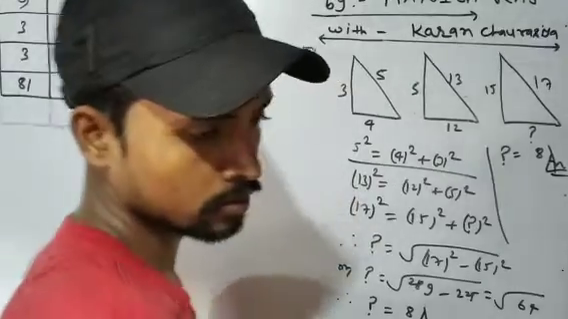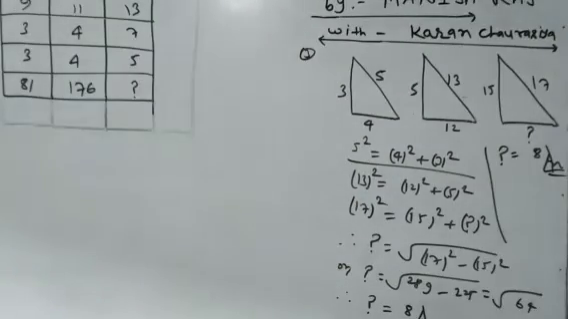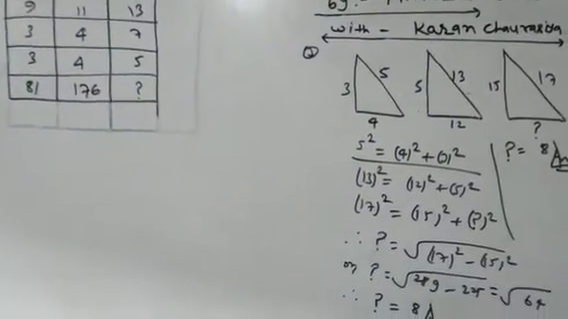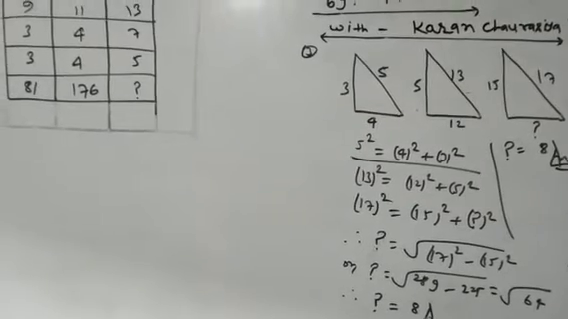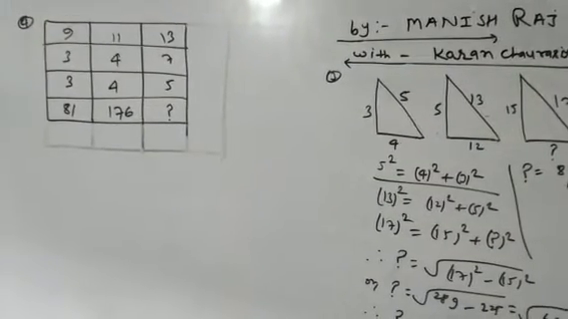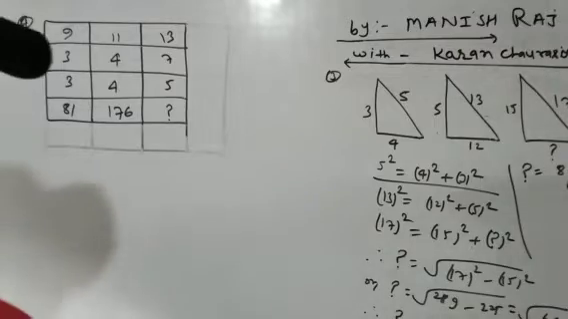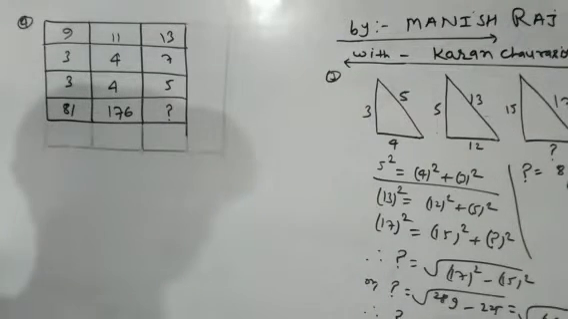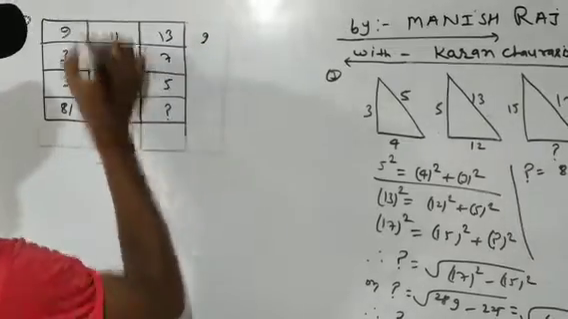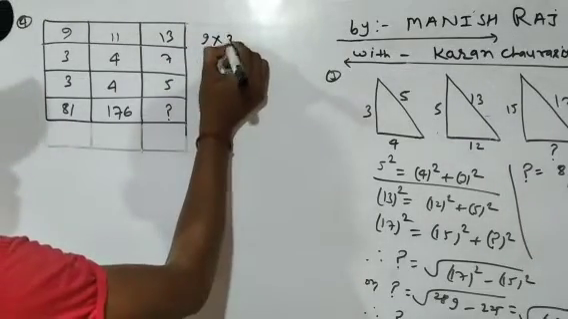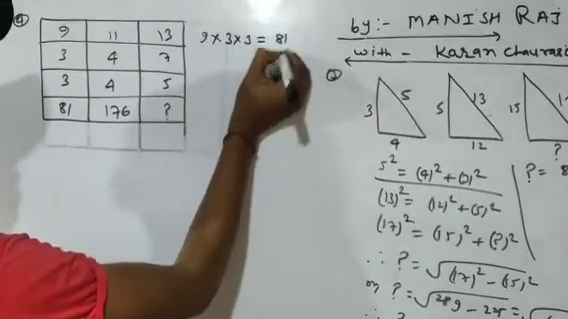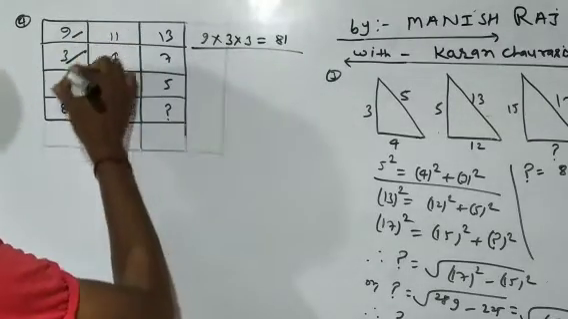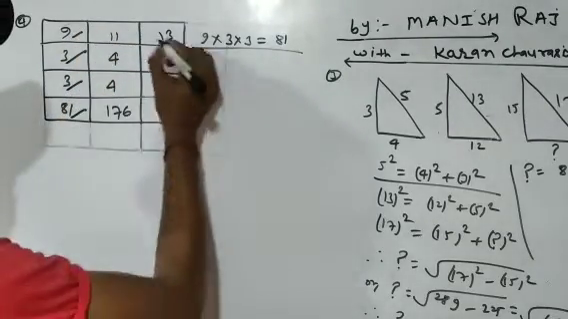Your answer. According to your next question, there is a rectangle in which there are 12 boxes and one missing number. We have to understand how this number has been written in your boxes. According to the first column, 9 multiply 3 multiply 3, then we get 81. Okay, 9 multiply 3 multiply 3, then we get 81.